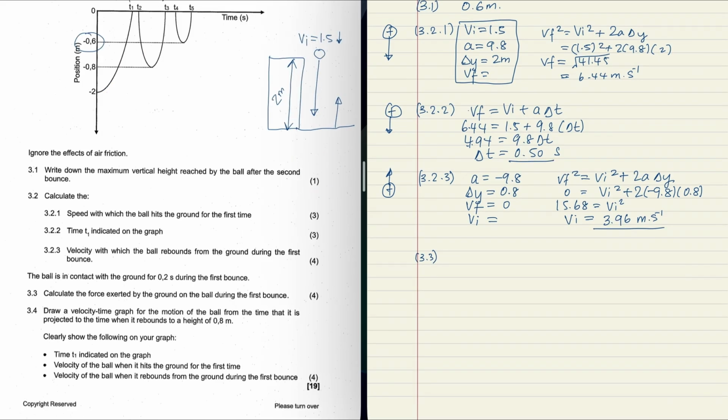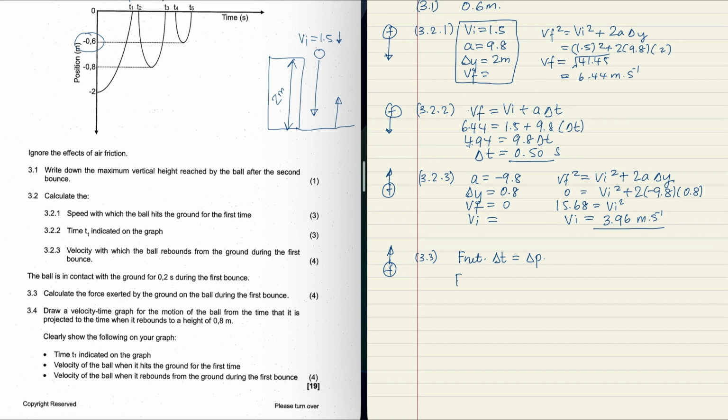The next part says the ball is in contact with the ground for 0.2 seconds during the first bounce. Question 3.3, calculate the force exerted by the ground on the ball during the first bounce. So F net times delta t is equal to delta p. Now I'm going to choose up as positive because I want the force that the ground is exerting on the ball to be positive, because the ground is going to push the ball upward.